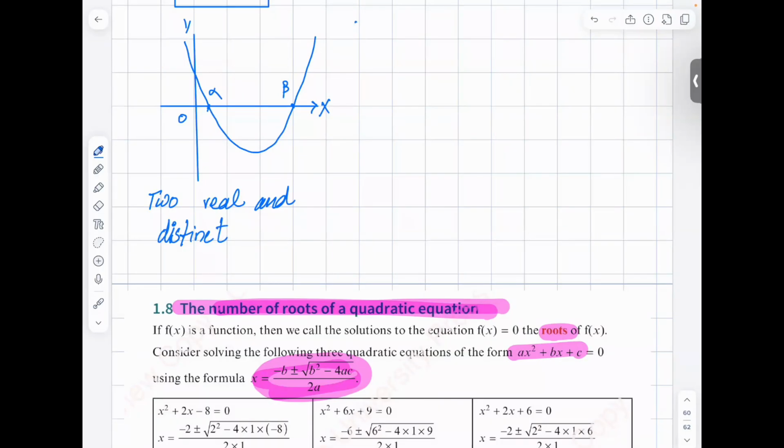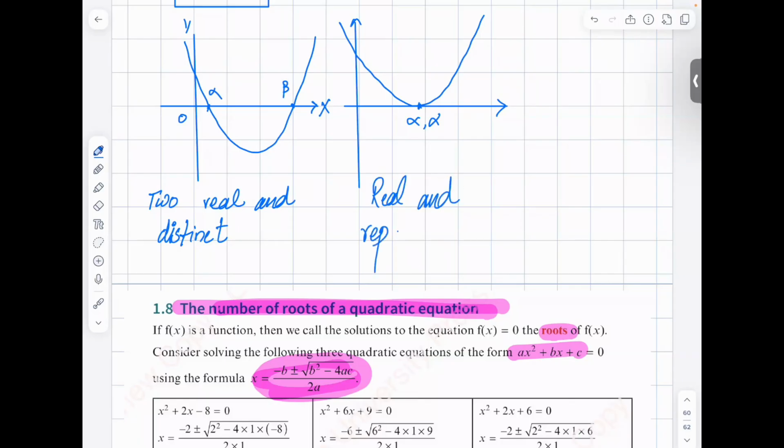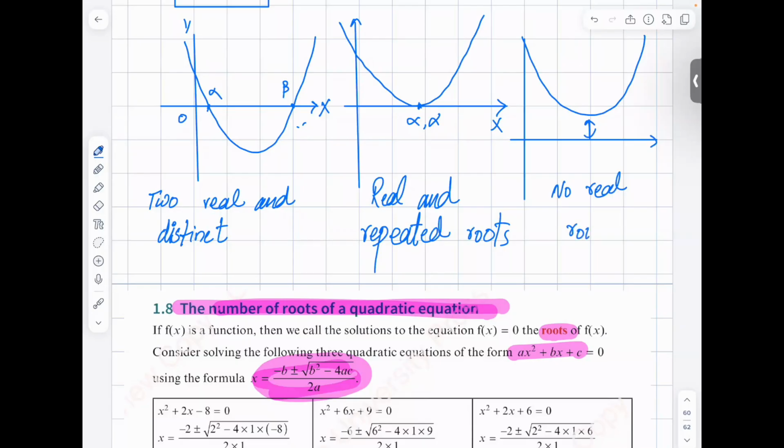But if we have such a situation in which the x-axis simply touches the curve at 1 point and rebounds, okay, that means both the roots are alpha and alpha. So we have real and repeated roots, okay. Roots mean x values. And in some scenarios, it may happen that your quadratic curve does not touch the x-axis, so we don't have any roots. So we call it no real roots.